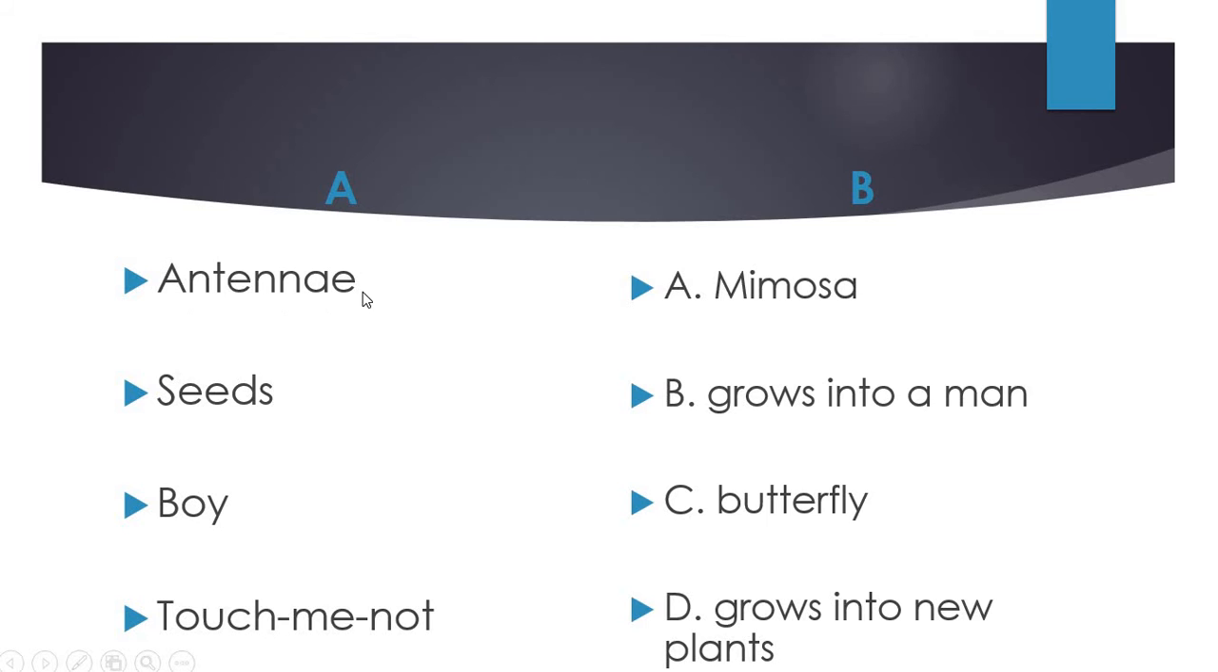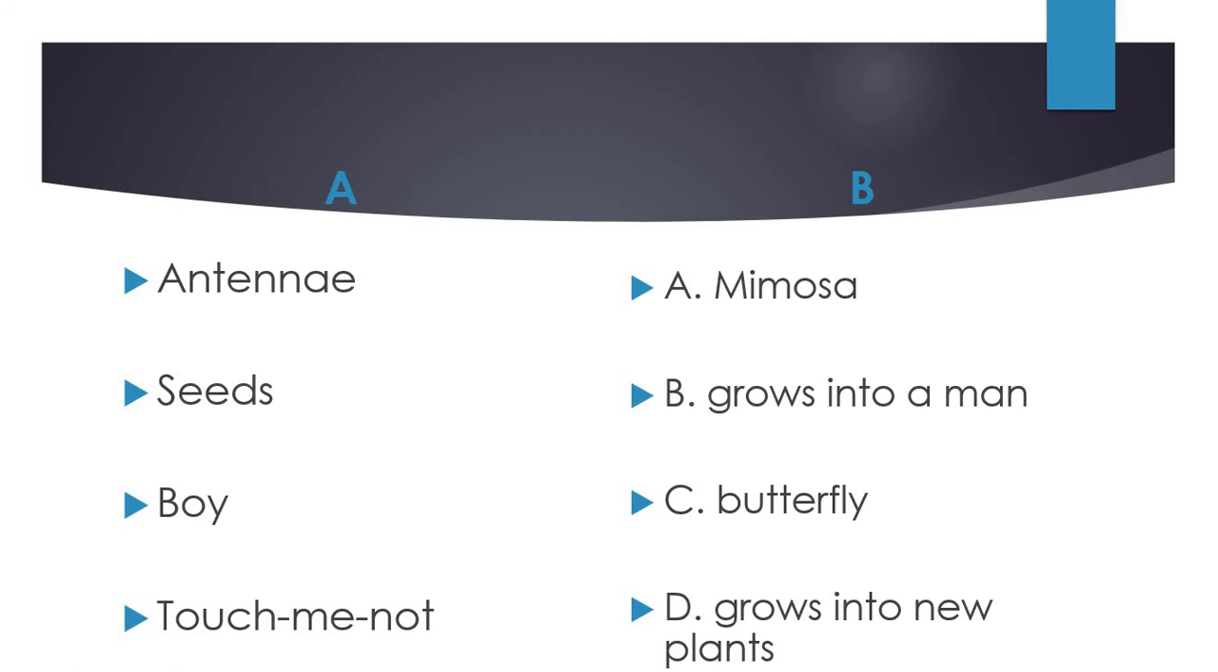Antenna, just try to match it with all. Only 4 options are there, so it will not take more than 5 to 10 seconds. Antenna, will you be able to match it with the mimosa, grows into a man, butterfly, grows into a new plant? So what can you match antenna with? Similarly think for seeds. Can you match it with mimosa? Can you match it with grows into a man? Butterfly, grows into new plants.